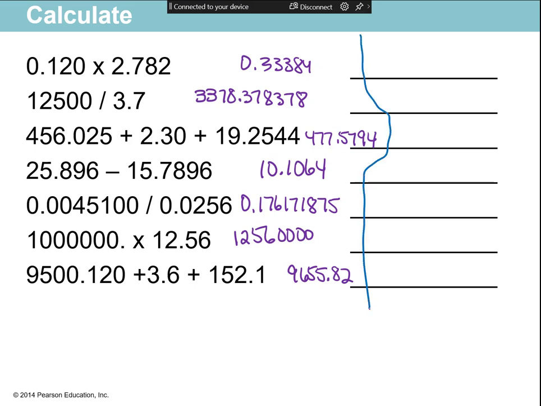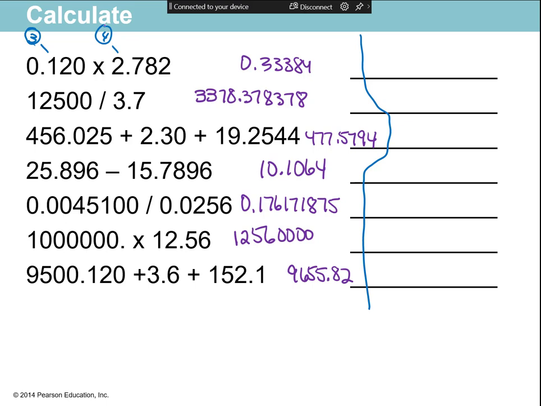So in the first one, 0.120, how many significant figures are in that number? Everybody see 3? All right, 2.782, how many? 4. Okay, so one has 3, one has 4, so my answer has to have 3.